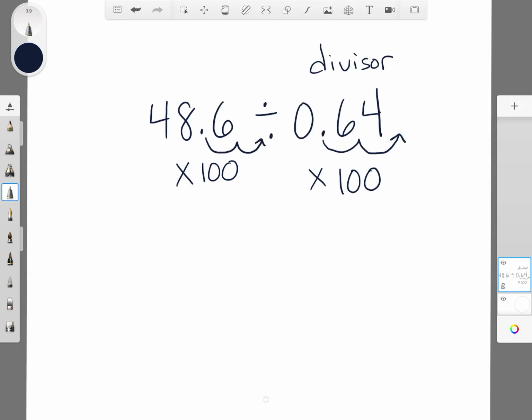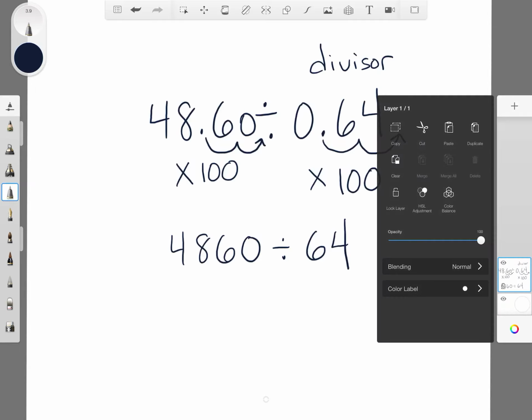This would move two decimal places. We'd have to fill that in with a 0. This would become 4,860 divided by 64. And that is how you divide with decimals.